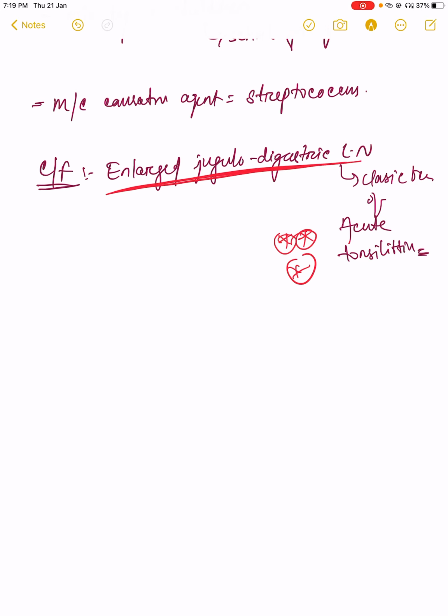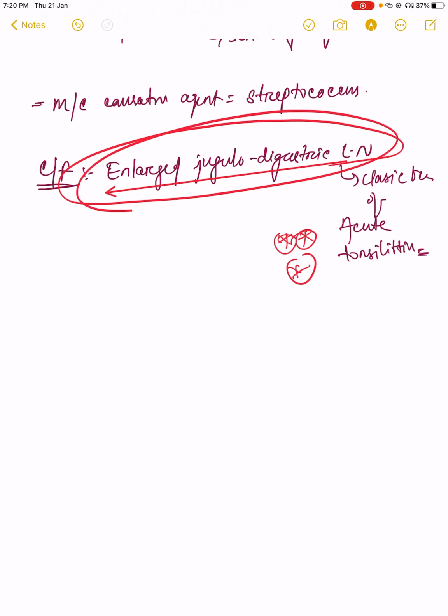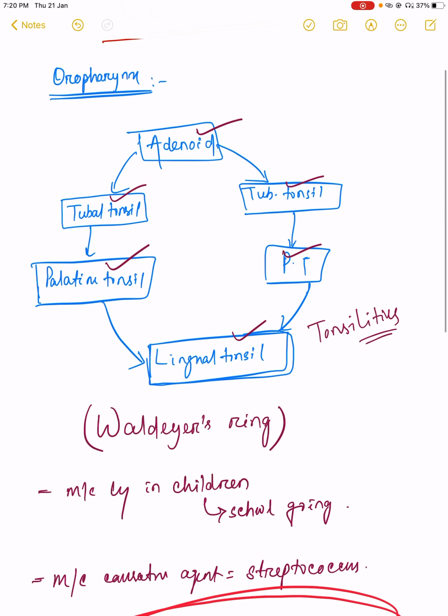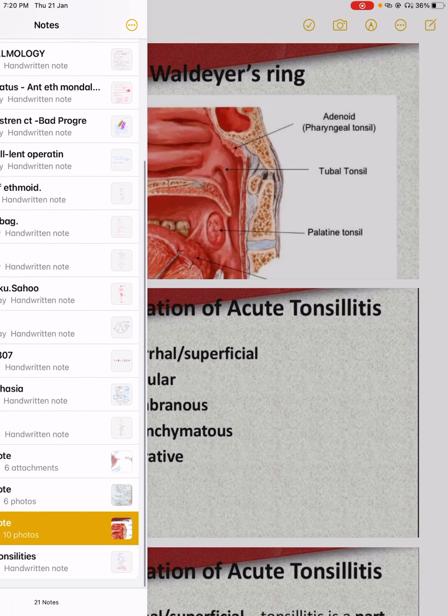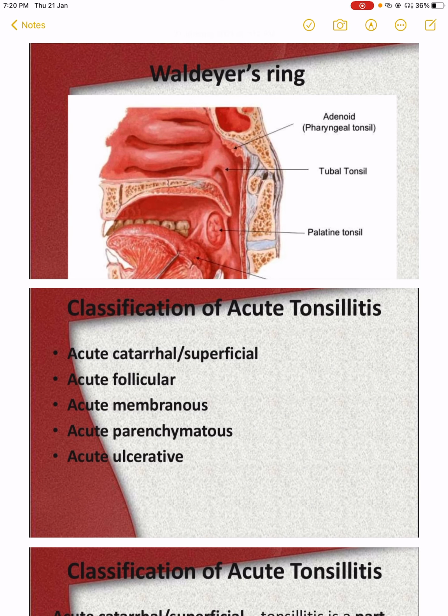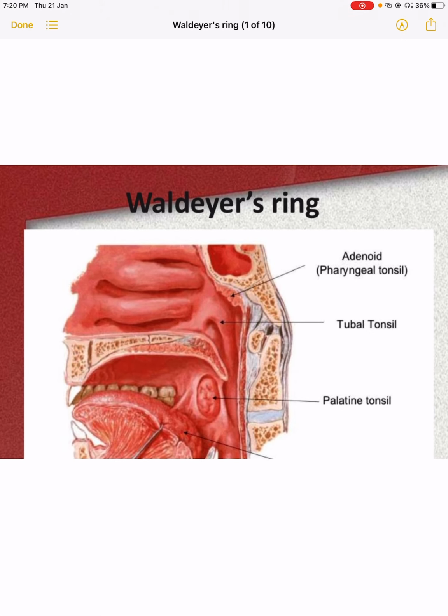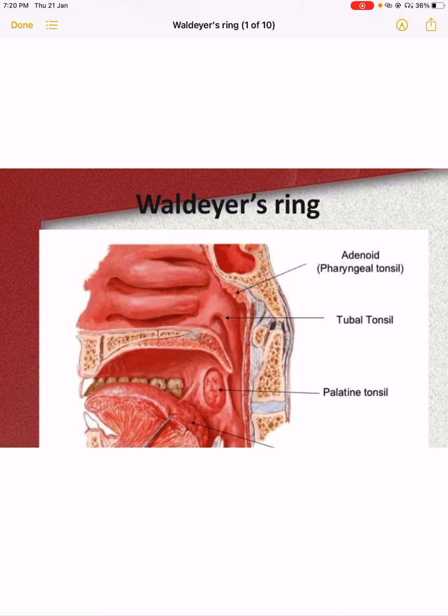Enlarged jugulo-digastric lymph node, they will ask what is the classic feature in case of acute tonsillitis. Fine. Other features, other symptoms are there, like fever, pain, obstruction, discharge, everything is present. But this is the most important feature that you should remember. Then you will see what the stages of acute tonsillitis are.